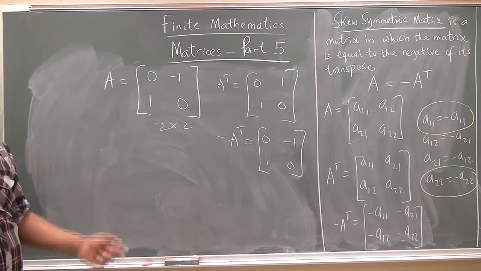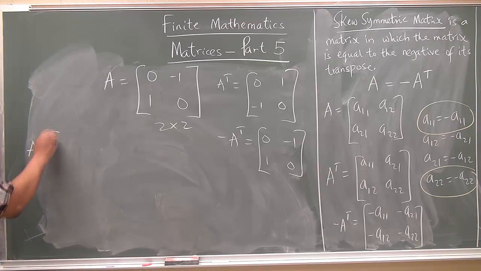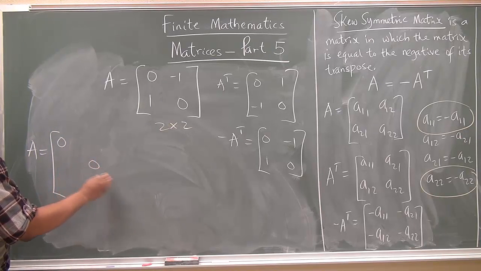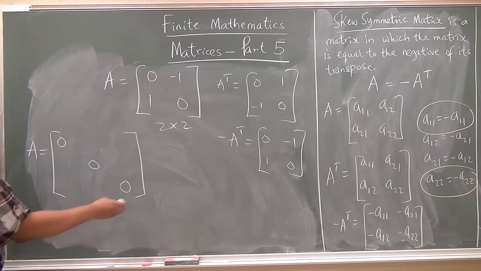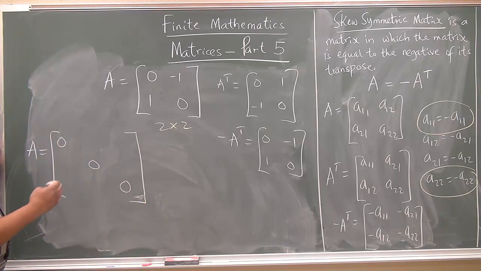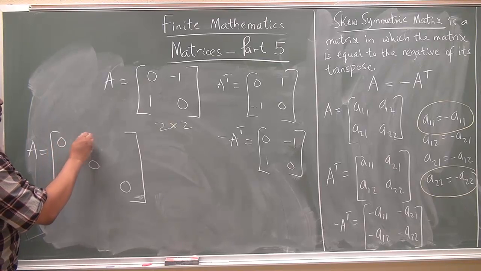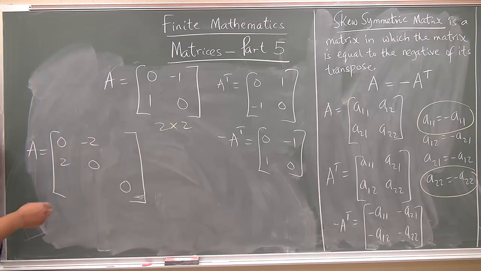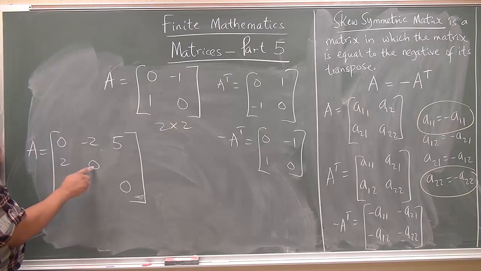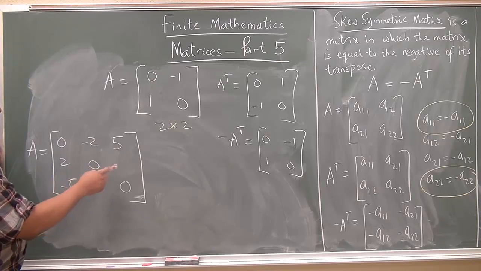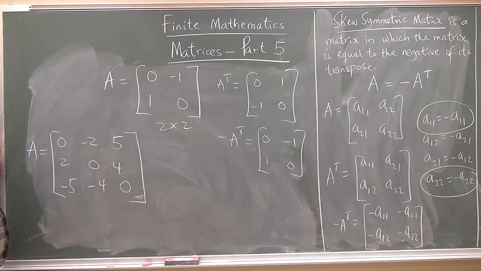Now let's do that for 3x3. If you want a 3x3 skew symmetric matrix, first of all the diagonal elements must be 0. There's a technique you use for this. You will know that A12 and A21 should be opposite. If this is minus 2, then this should be 2. A13 and A31, if this is 5, then this should be negative 5. Then A23 and A32, if this is a 4, this should be negative 4.